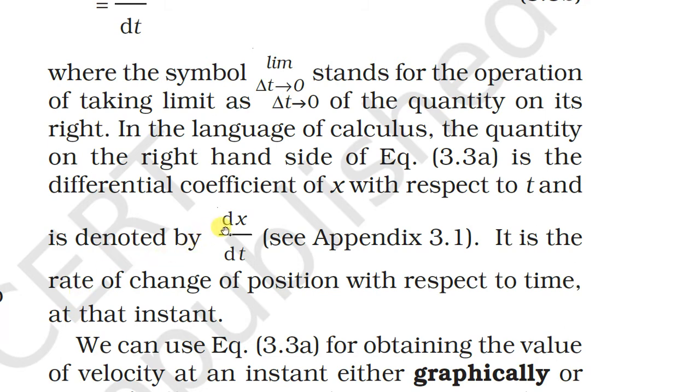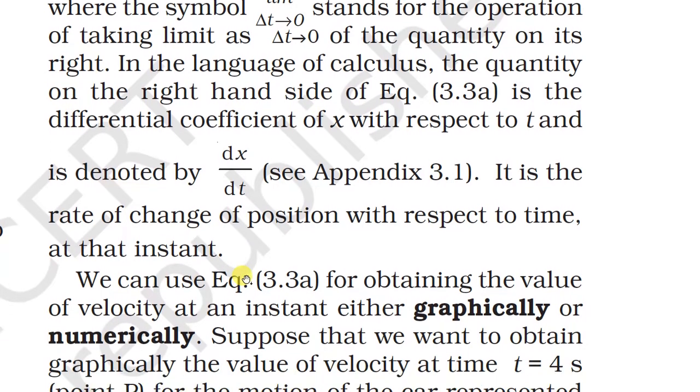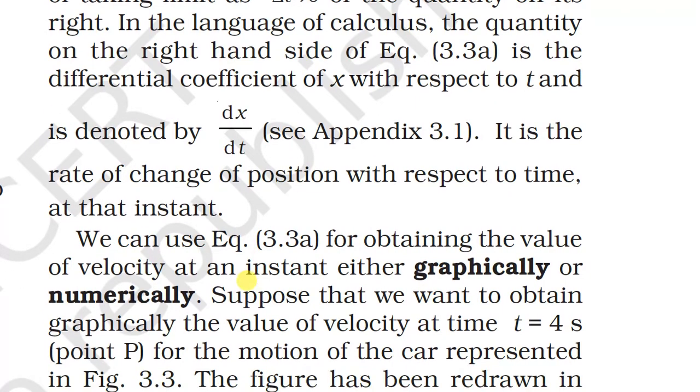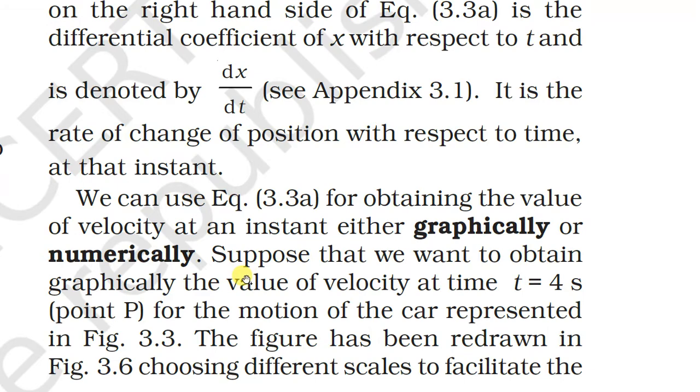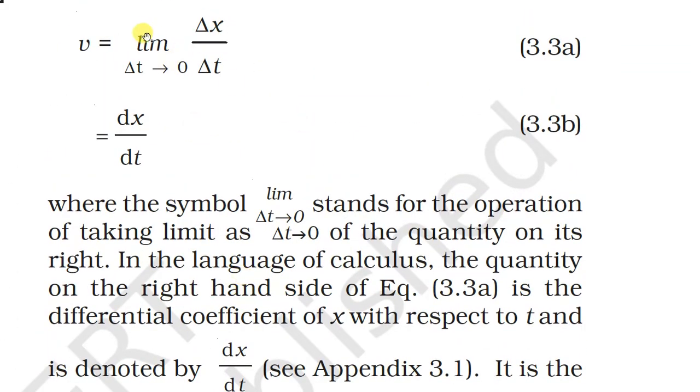Here x is the position, so it is the rate of change of position with respect to time at the instant. On a particular time, what will be the change in the position, we show by this phenomenon, differentiation of the quantity x. We will get the final value of how the position changes with respect to time. So we can use the equation v equals limit delta t tends to 0 of delta x by delta t.